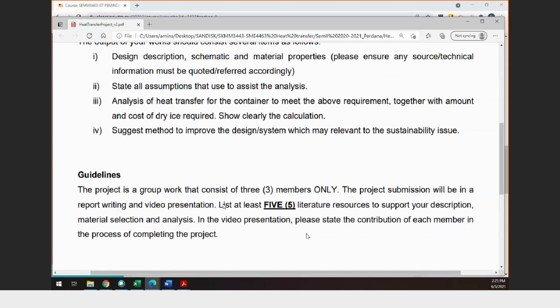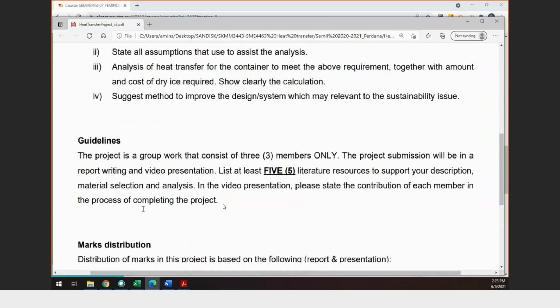In the video presentation, please state the contribution of each member in the process of completing the project.